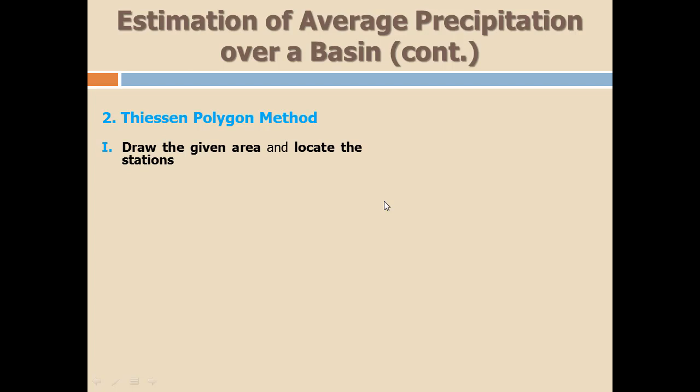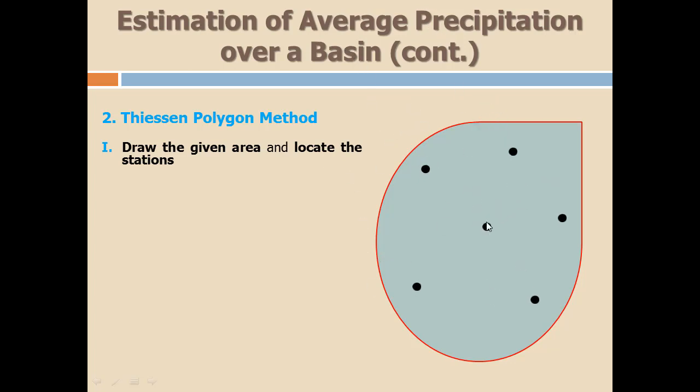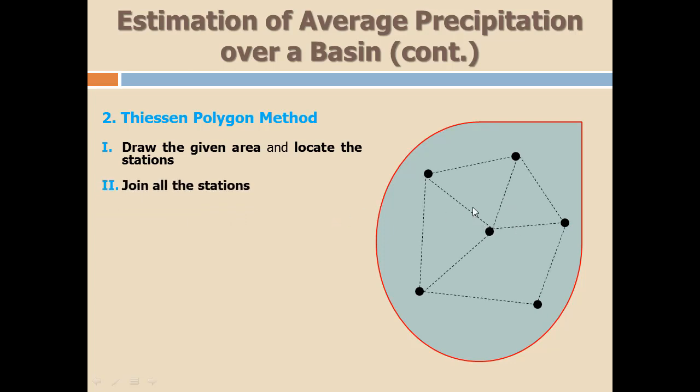First of all, draw the given area according to certain scale and locate all the stations' position on this map. Like this is the catchment area according to some scale, and then we have to locate all the stations. Let's suppose we have 6 stations in this area, and we have located all these 6 stations by these points. Second step is join all these stations by straight lines. In this way, we will get a framework of non-intersecting triangles.